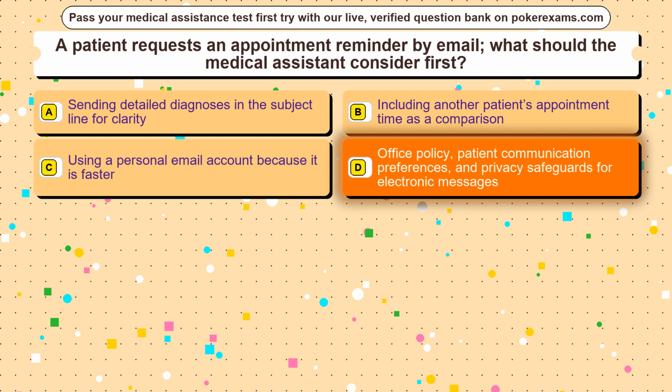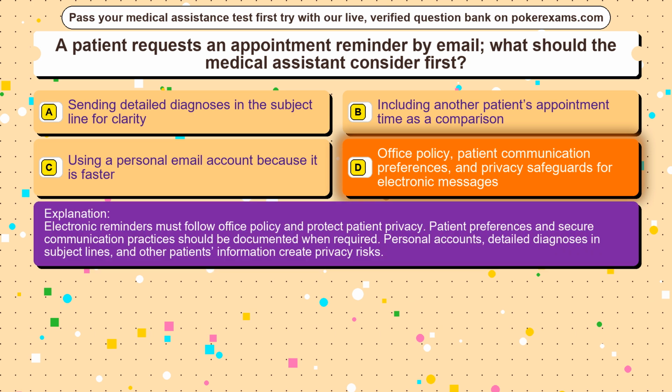Office policy, patient communication preferences, and privacy safeguards for electronic messages. Electronic reminders must follow office policy and protect patient privacy. Patient preferences and secure communication practices should be documented when required. Personal accounts, detailed diagnoses and subject lines, and other patients' information create privacy risks.